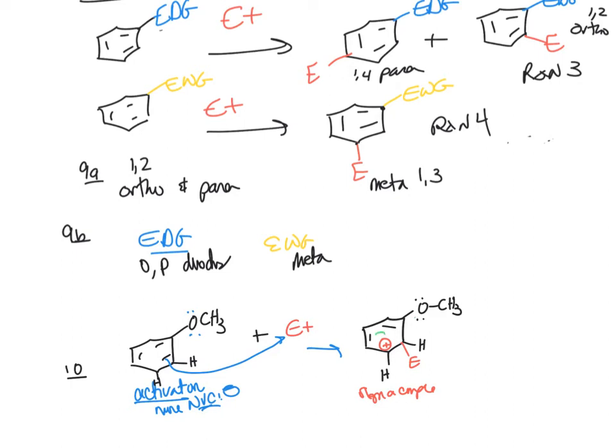Okay, so your resonance structures could be this. Those electrons go there. And then you get the sigma complex there. These electrons could go here.